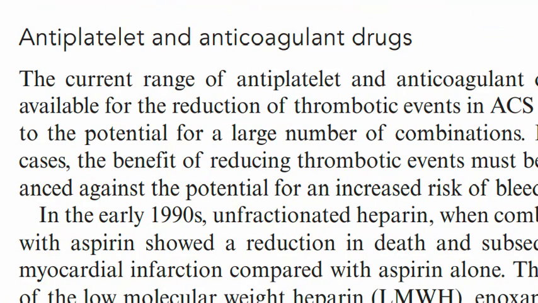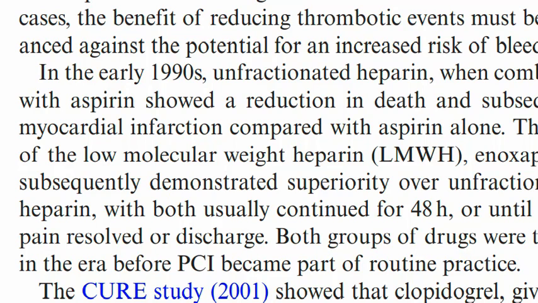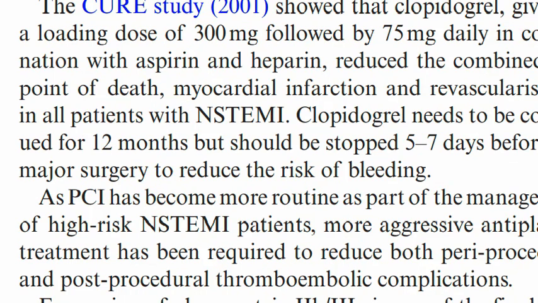anticoagulant drugs. What are the choices of antiplatelets and anticoagulants? Definitely starting from aspirin alone, and low molecular weight heparin, enoxaparin, has demonstrated superiority over heparin. And we have clopidogrel with a loading dose of 300 mg followed by 75 mg daily in combination with aspirin and heparin, which is called triple therapy. This clopidogrel needs to be continuously used for at least 1 year, and it should be stopped 5 to 7 days before any major surgery to reduce the risk of bleeding.